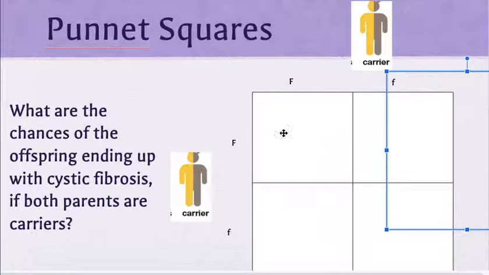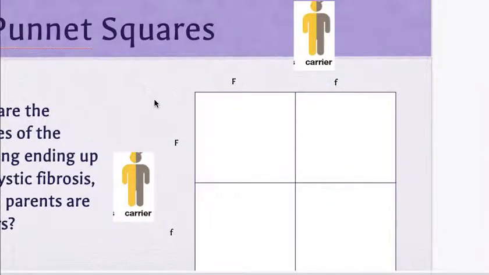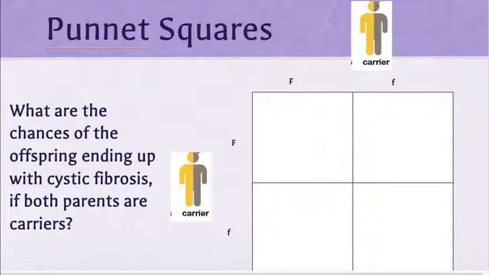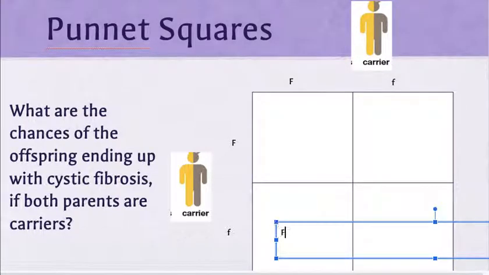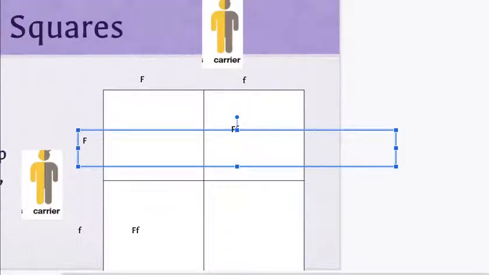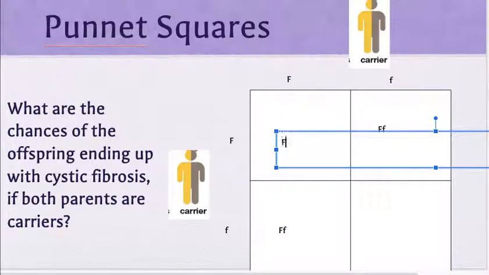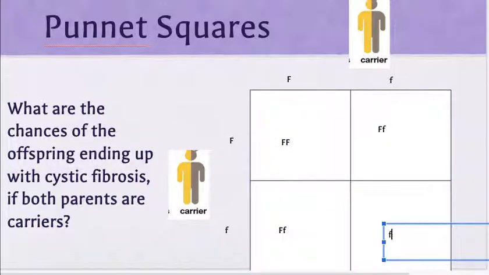So, when these two carriers reproduce, they have a good version and a bad version. Good version, bad version. That means there's a 50-50 chance that the kids end up with big F, little f. So big F, little f, or big F, little f. There's a 25% chance that that child would end up with big F, big F, and then there's a 25% chance the kid ends up with little f, little f.